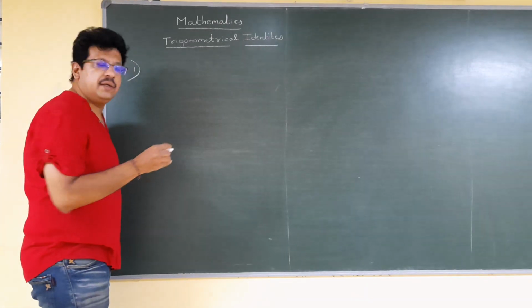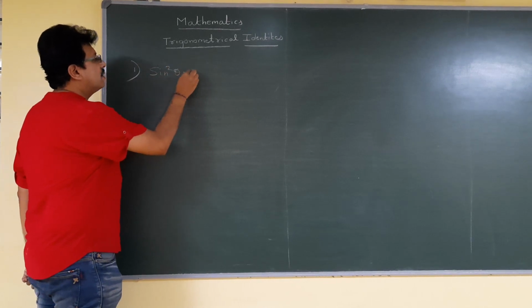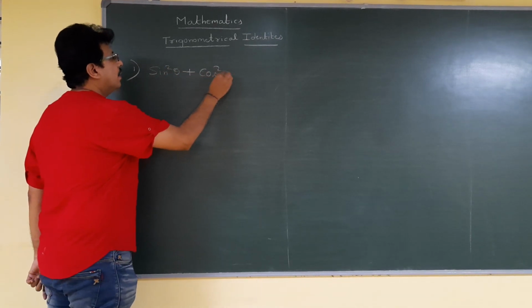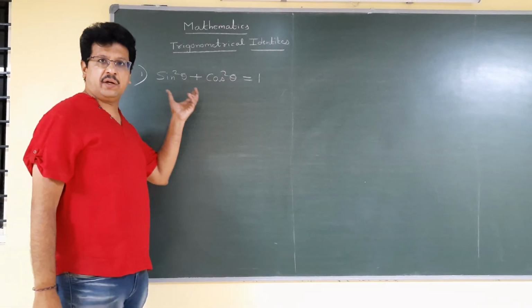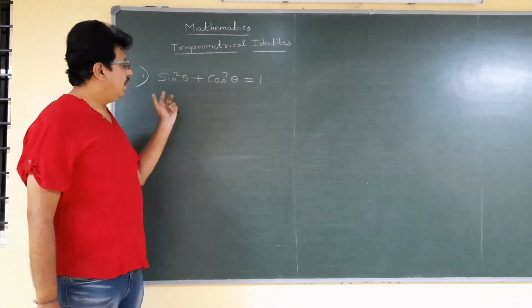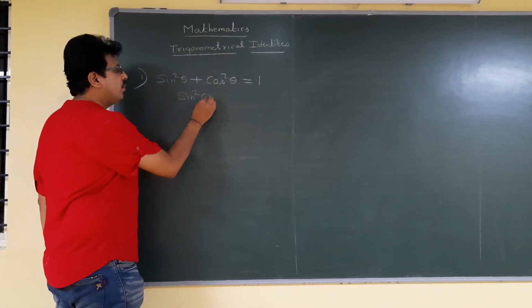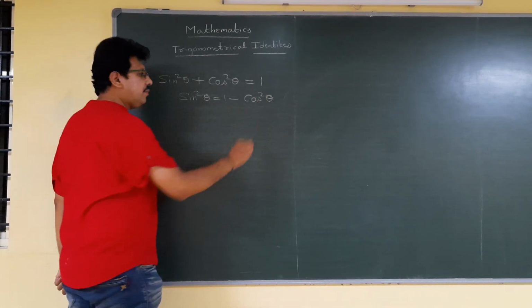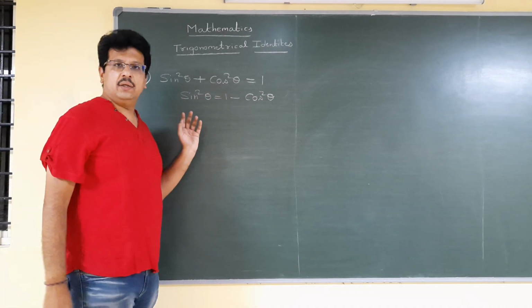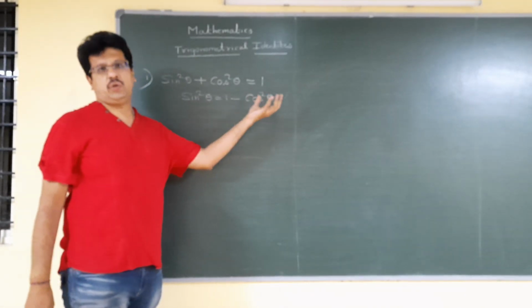The first identity is sin square theta plus cos square theta equal to 1. This is the first identity of the trigonometric identities. We can also write sin square theta is equal to 1 minus cos square theta. Sometimes in the problems we need to apply sin square theta is equal to 1 minus cos square theta.